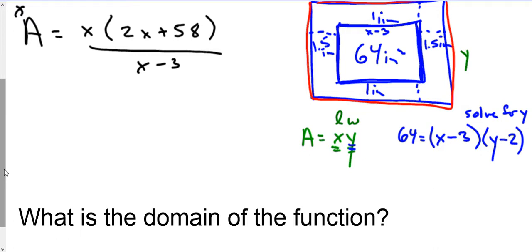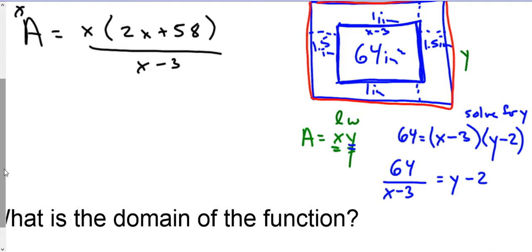So right here, we're going to have 64 divided by x minus 3, and that's going to equal y minus 2. We're going to move this over a little bit. All right, we're going to add 2 to both sides. We have 64 over x minus 3, and add the 2, and that equals y.